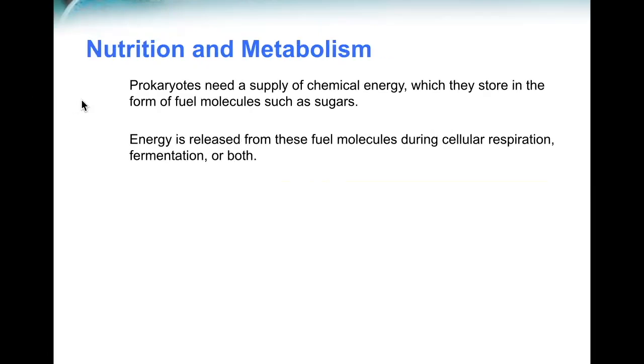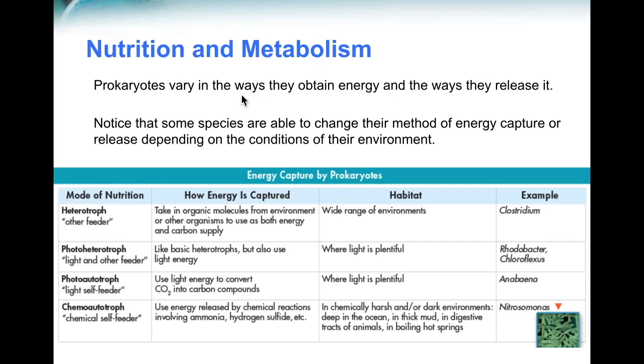Prokaryotes need a supply of chemical energy, which they store in the form of fuel molecules such as sugars. Energy is released from these fuel molecules during cellular respiration, fermentation, or both. Prokaryotes vary in the ways they obtain energy and in the ways they release it. Notice that some species are able to change their method of energy capture or release depending on the conditions of their environment.